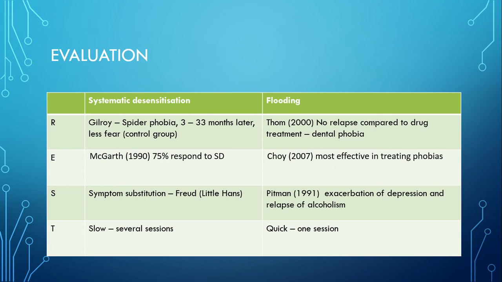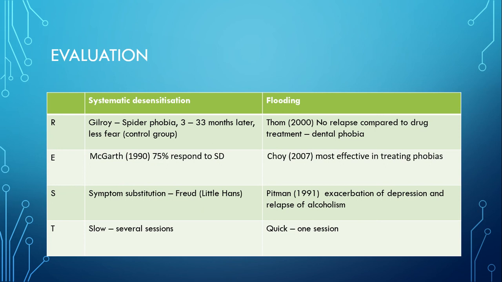Pittman in 1991, thinking about the side effects, found that potentially flooding can be quite intense. I wouldn't talk about it breaking ethical issues because there's lots of informed consent involved, participants fully aware of what they're letting themselves in for. There's no ethical issues. However, it can be incredibly distressing at the time, and it can be very challenging for participants. So side effects have been that they found increased symptoms of depression and also a relapse of alcoholism. So the sample that Pittman looked at was people experiencing PTSD and anxiety, and he found that they had a relapse of alcoholism as well. So it could have a negative impact outside of the phobia and outside of the therapeutic environment.